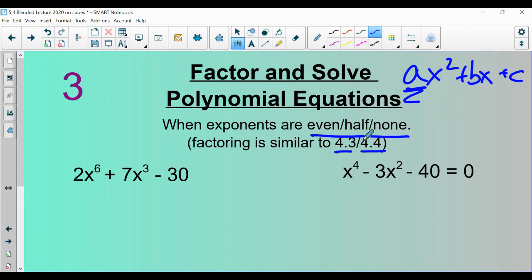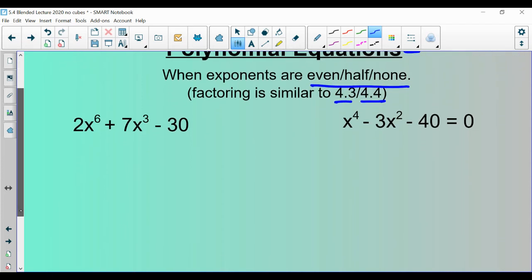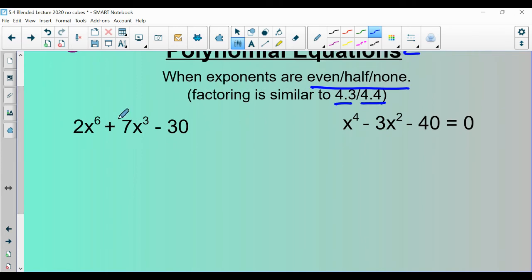What I mean by even, half, none is if your biggest exponent is an even exponent, your next exponent is half of that exponent, and then your last term doesn't have an exponent at all. If that is the scenario we're in, I want you to attempt this even, half, none factoring. And in a sense, what you're doing is factoring it as if it were 2x squared plus 7x minus 30, but the exponents are going to be a little bit different.